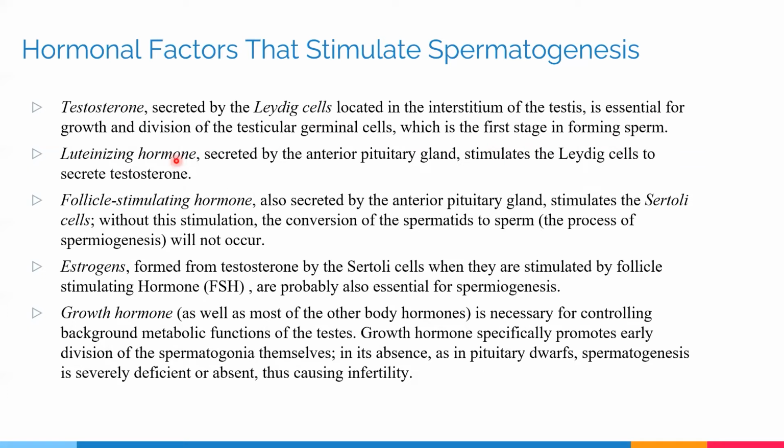The luteinizing hormone, secreted by the anterior pituitary gland, stimulates the Leydig cells to secrete testosterone. Follicle stimulating hormone, also secreted by the anterior pituitary gland, stimulates the Sertoli cells. Without this stimulation and the conversion of spermatids to sperm, the process of spermatogenesis will not occur. Estrogens formed from testosterone by Sertoli cells, when they are stimulated by the follicle stimulating hormone or FSH, are probably also essential for spermiogenesis.